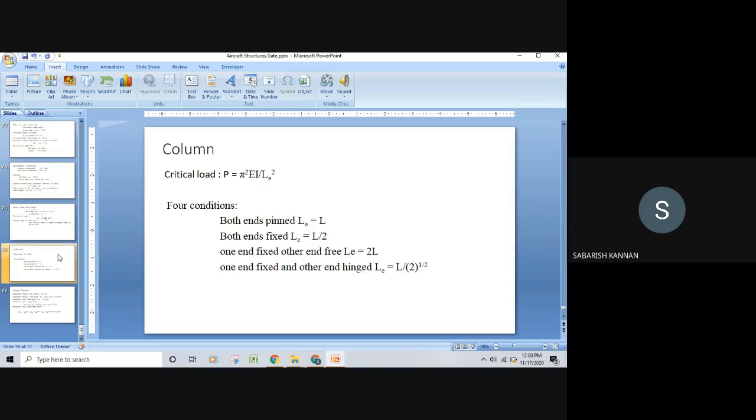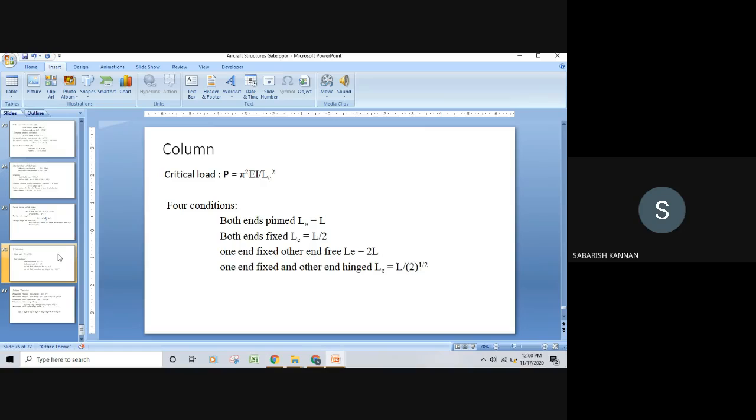Okay. So one end fixed and other end free, LE equal to 2L, and one end fixed and the other end hinged, the effective length is L divided by root 2. So these are the four effective length values for the four different end conditions. Substitute this effective length value in the Euler's critical load formula. You have four different kinds of Euler's formula, right?